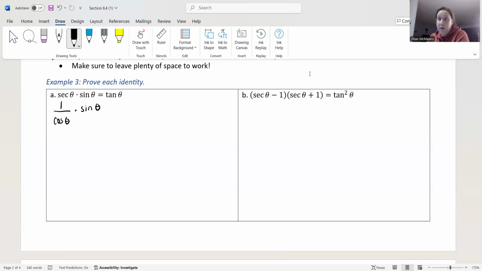Okay, well, great. Now what? See if we can write this as a single fraction. Okay, that's one of the tips in here. Start on one side of the identity or one side of the equation, and then if necessary, try to write it as a single fraction. We can do that here.